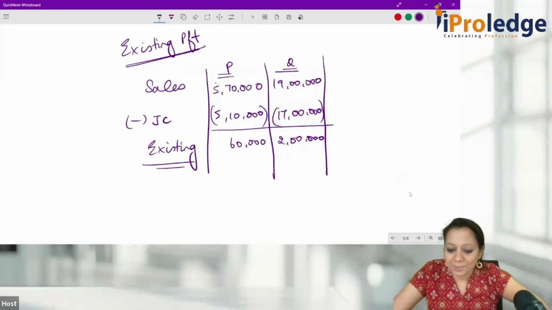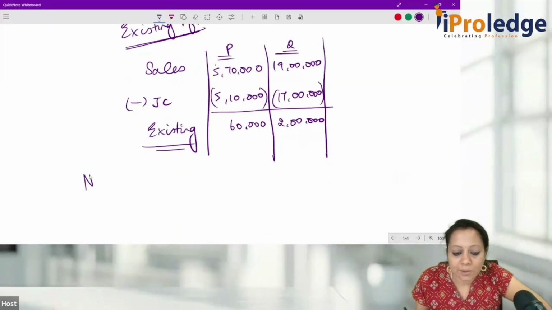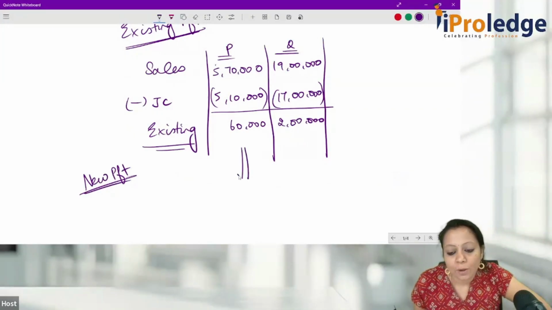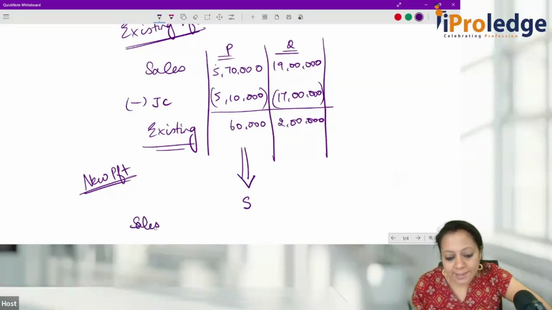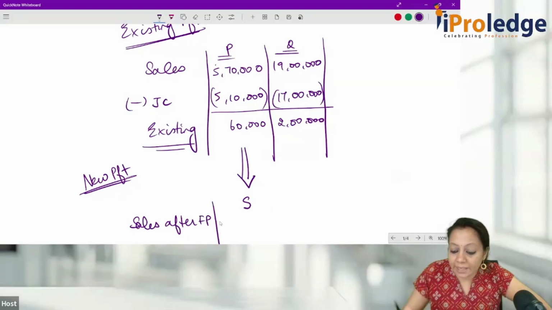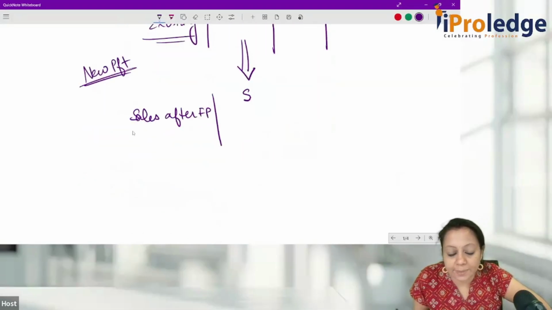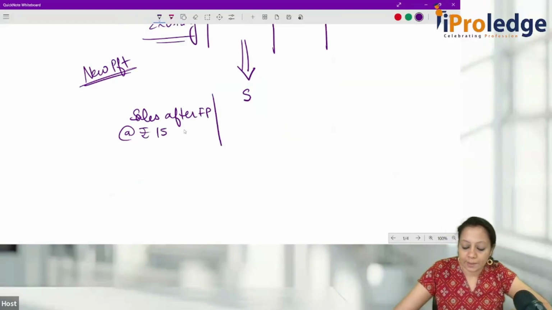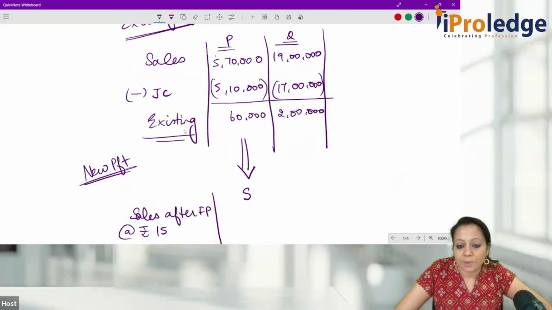So now I will write the new profitability, that is after further processing. Only P is further processed to S. Sales after further processing is 15 rupees. Is it 15 rupees? Yes. Okay.